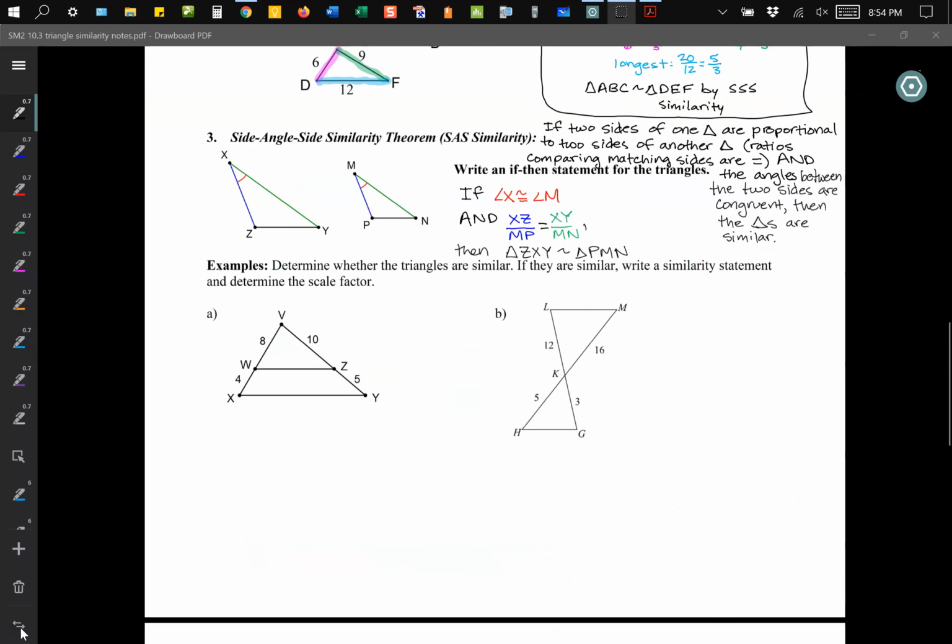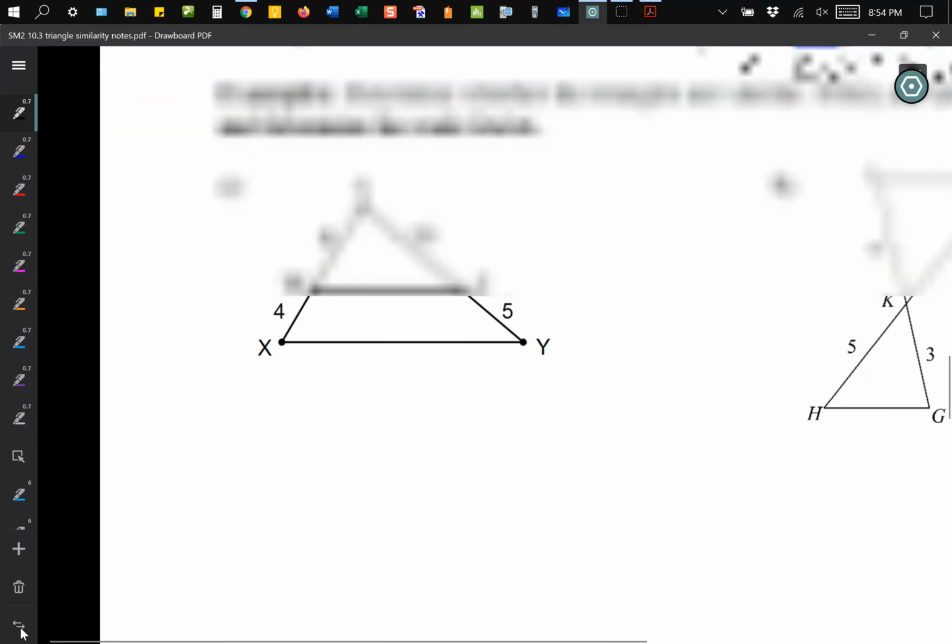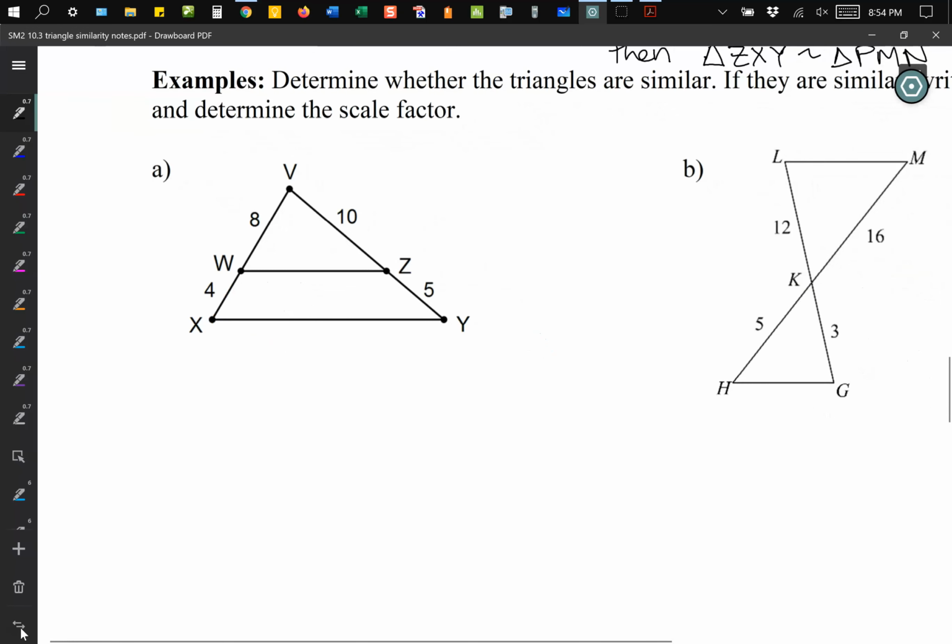Let's look at a few examples where side angle side would be appropriate. This first one is a little bit tricky because it involves overlapping triangles. So again, the first thing I recommend that you do is to draw the two triangles separately.